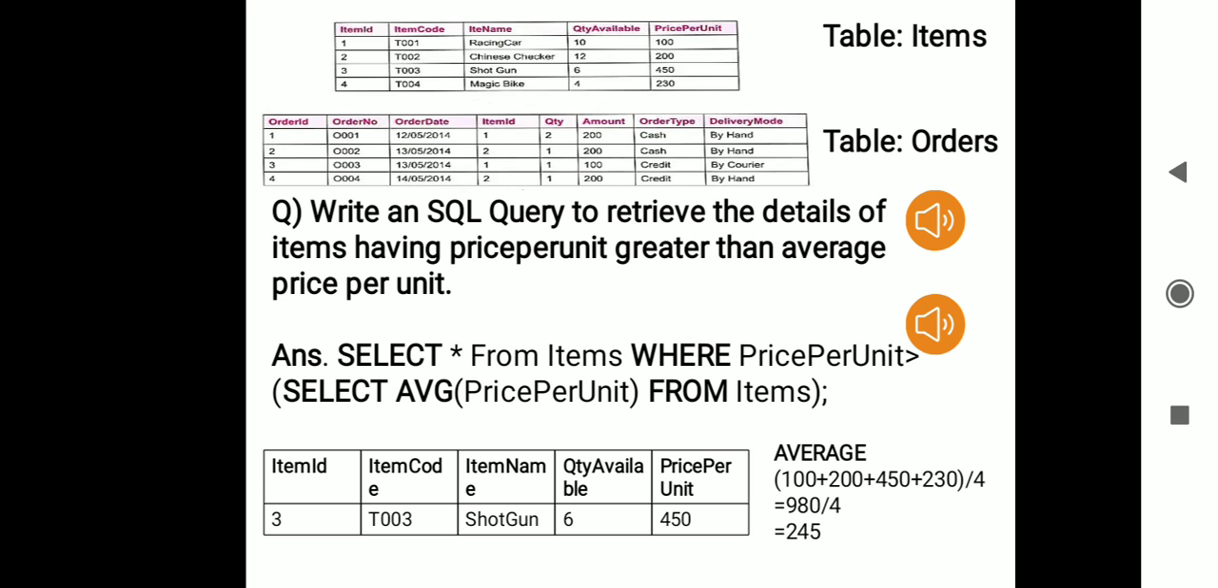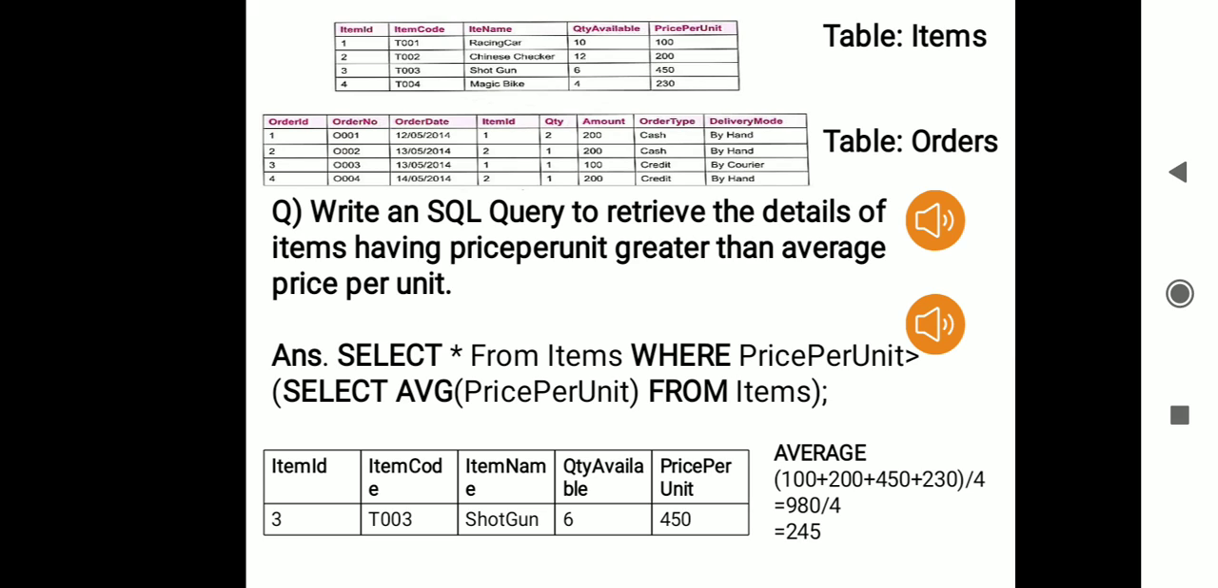Now see the query. Since we are selecting all the details from the table called items, we'll write select star from items. Where, now in the where clause we specify the condition. What is the condition? We are going to retrieve the details of those items which are having price per unit greater than the average price per unit. That is, price per unit greater than 245. So we will write where price per unit greater than, within bracket, what will we write?